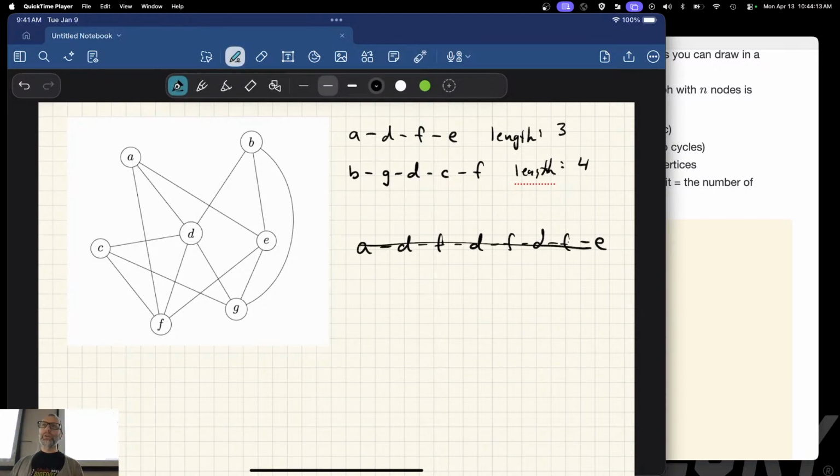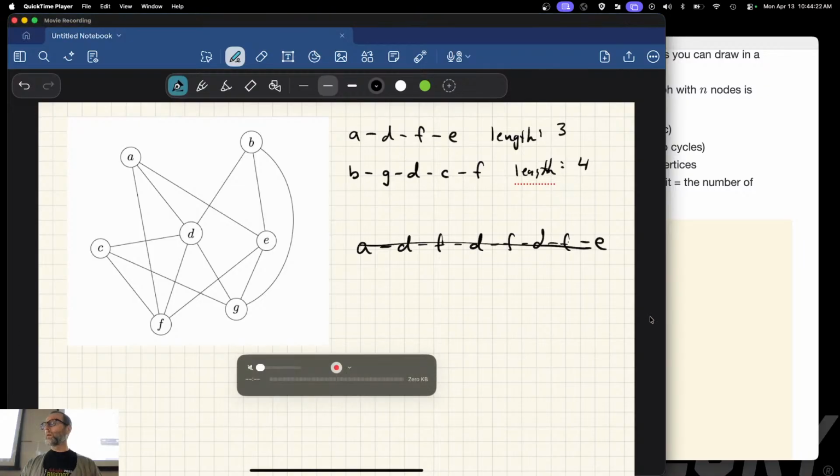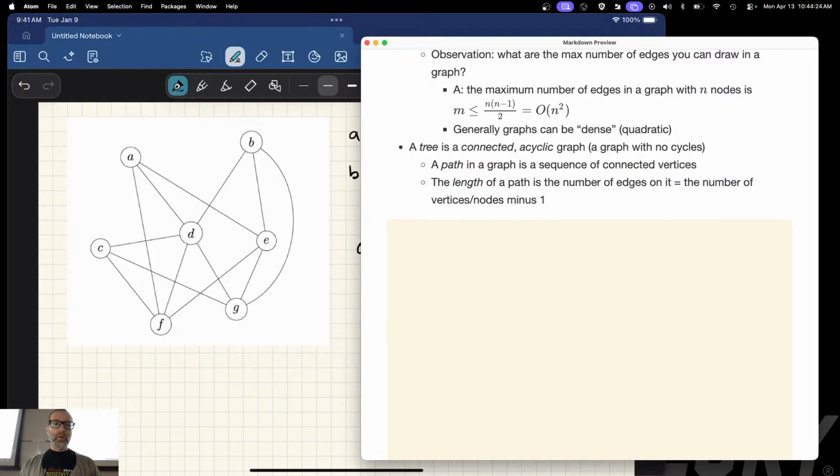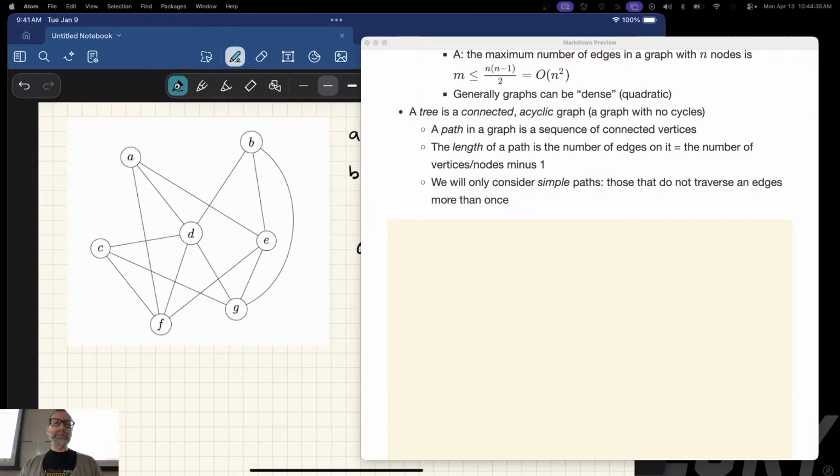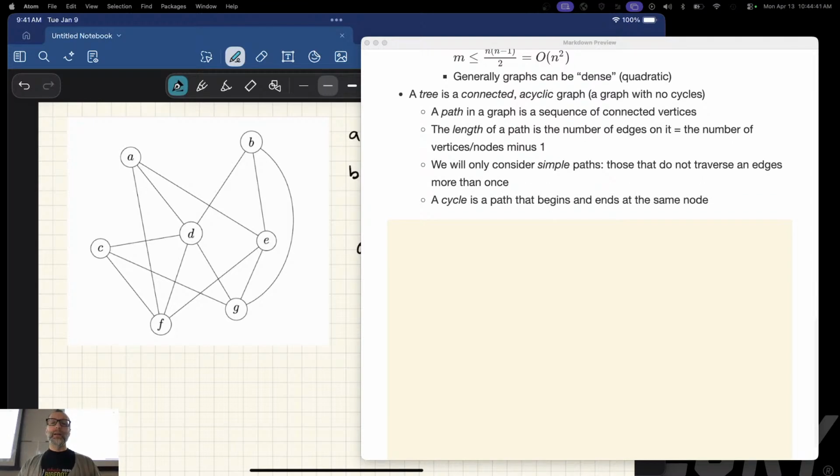Instead, we're going to restrict our attention to what are called simple paths and simple cycles. Those are things that do not traverse the same edge more than once. All right? So, what have we learned so far? We're only going to consider simple paths, those that do not traverse the same edge more than once, because it's pointless. You're doing a lot of busy work going back and forth, and you're not achieving anything, right? A cycle is a path that begins and ends at the same node.